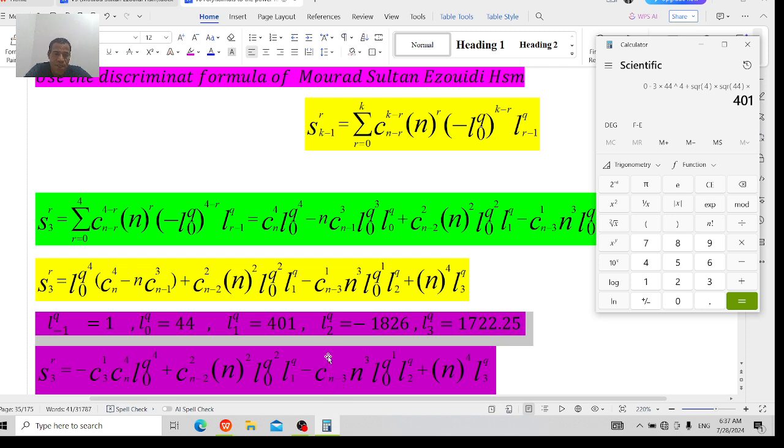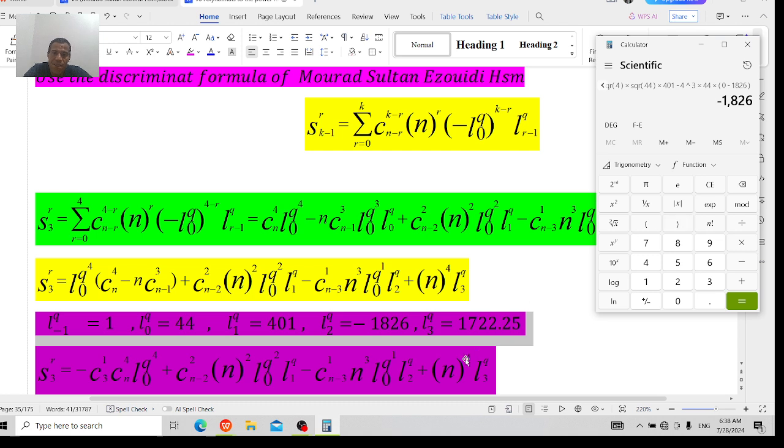So this value is equal to 1 times n cubed, means we wrote minus, now we can write minus 4 raised to the power 3 means 64, times what learners, times L0 for the q. L0 is 44 times 44 times L2. L2 is negative 1826 times between parentheses negative 1826. Then I should close this parenthesis.